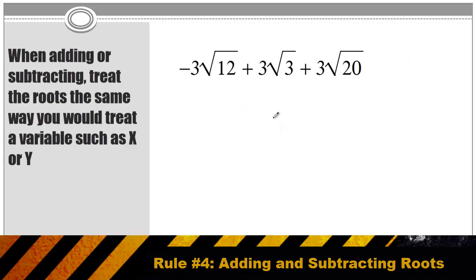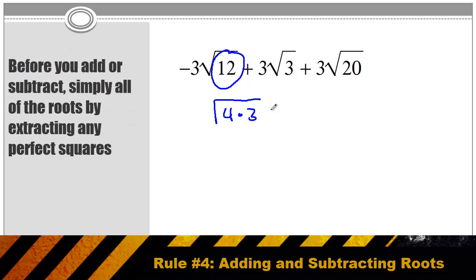It can be a little more complicated if it appears your radicals don't match. In this case, your first step is to simplify the radicals as much as possible. So I can look at the square root of 12. I could rewrite that as the square root of 4 times 3, which is the same thing as the square root of 4 times the square root of 3, which is the same thing as 2 root 3.